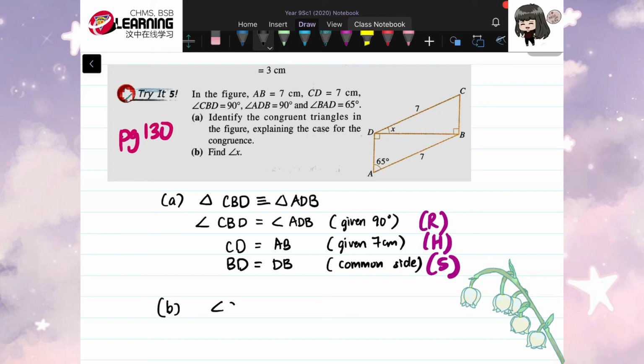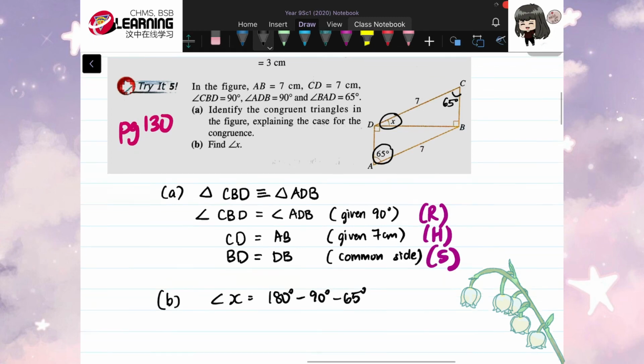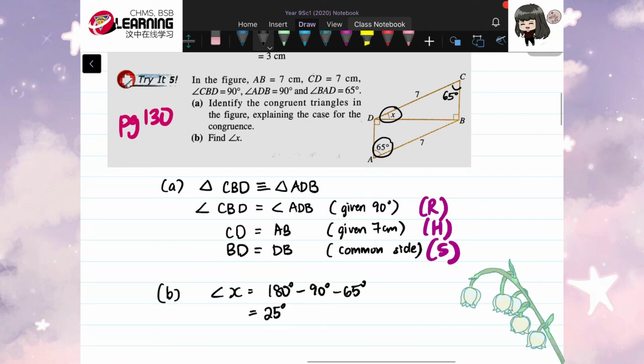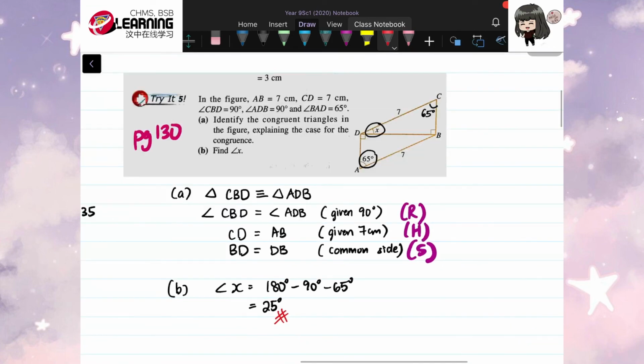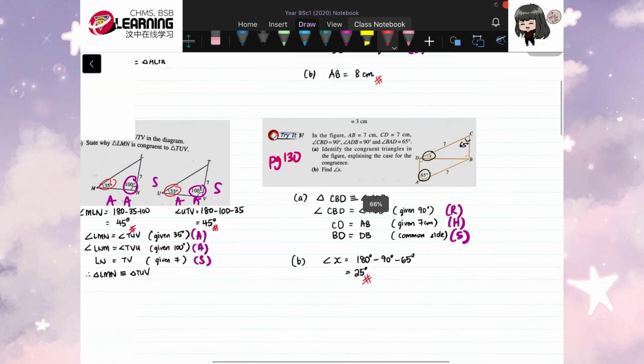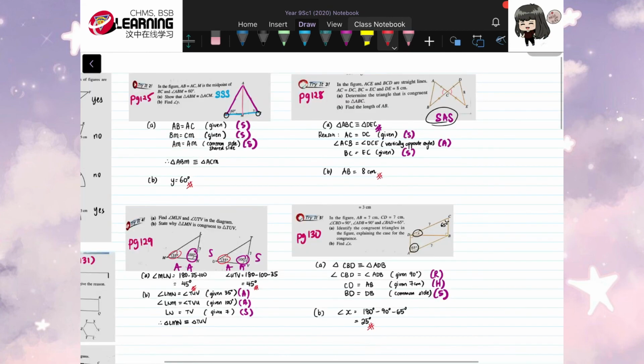So we can show that the angle of X is this angle. So this is 65, so this is also 65 then. Since we already showed that they are congruent, if this is 65, the other one is also 65. So to find the angle of this X, the triangle total is 180 degrees, minus 90 degrees, the right angle, and minus 65. So it equals 25 degrees. Okay, that's all for Try It 5.